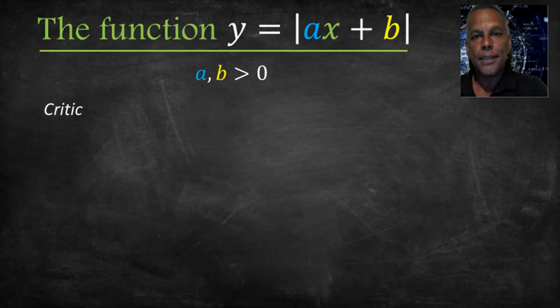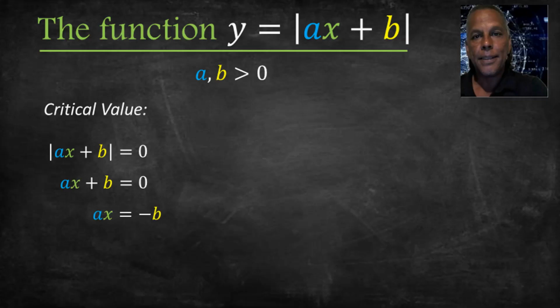Firstly, we can find a critical value. Now, the critical value is the x-coordinate of the turning point of the graph. And we can get the critical value by making y equal to 0 and solving for x. So we get the mod of ax plus b equals 0, and then solving for x, we find that x equals negative b over a.